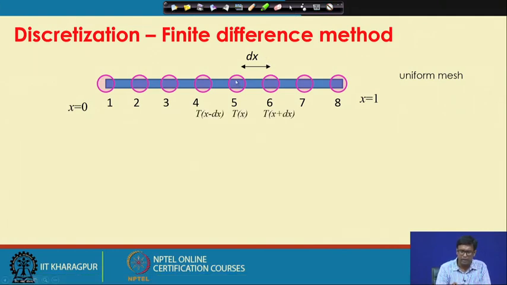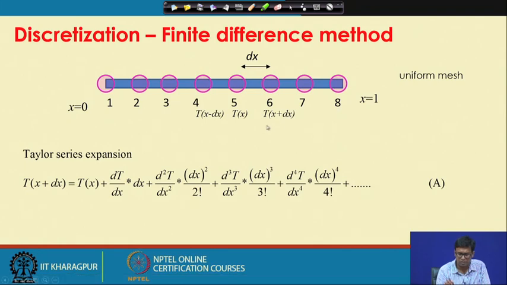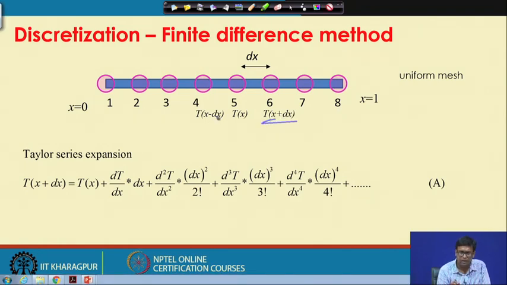So, now at any point, say point number 5, the temperature is a function of space, we assume temperature is given as T(x). At a point dx away from 5, which is point 6, temperature is T(x+dx). And a point dx in the backward side, dx away from point 5, which is point 4, temperature is T(x-dx).